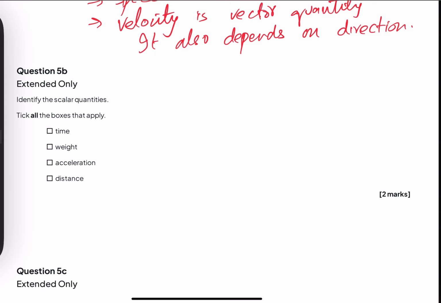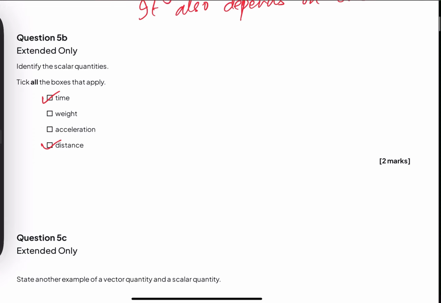Okay, the next question, identify the scalar quantities. Time is a scalar quantity. Weight is a vector. Weight is force basically. Acceleration is also a vector. Distance is a scalar quantity. Okay, so it's time and distance.